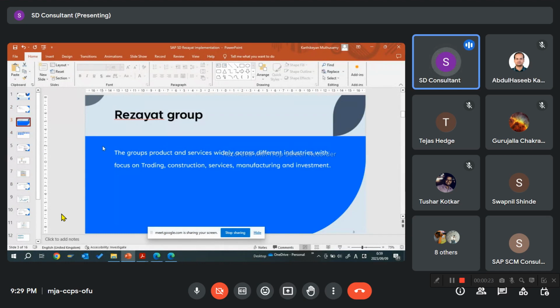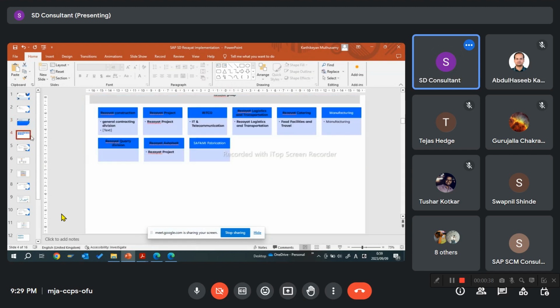Resayat Group is majorly categorized into 6 different verticals: trading, construction, service, manufacturing, investment, as well as IT services, which also comes under the services platform. The same thing, along with the company names, I mentioned here: Resayat Construction, Resayat Projects, RIDCO for IT, Resayat Logistics and Transportation, and Resayat Catering.